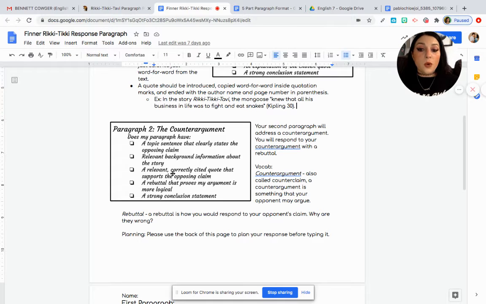So after the quote, we need a rebuttal that proves that our argument, what we originally said in paragraph 1, is more logical. In paragraph 1, we said what our argument was. Now in this paragraph, we started again with, but I could see how someone could say this. This is my opposing claim. Now we're doing a rebuttal. We're saying, but they're still wrong. I could see how you would say it, but here's evidence. Again, we need evidence to support what we're saying. So let's see how the student approached that.